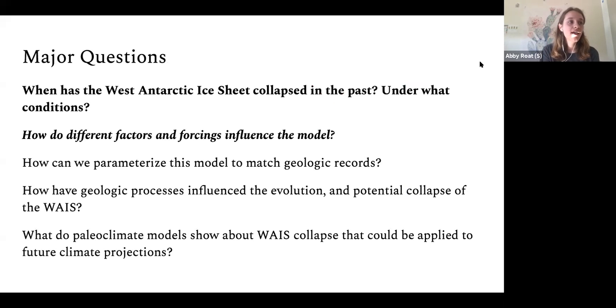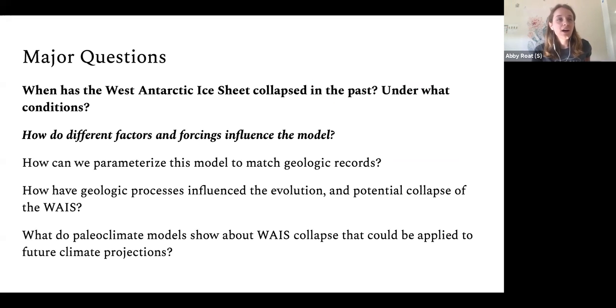So we asked a couple of questions in this class. One of the main questions that we asked is, when has the West Antarctic ice sheet collapsed in the past and under what conditions? So we used the Penn State model to understand how different factors and forcings influence it, and thus understand how different conditions will influence the West Antarctic ice sheet, which is also known as the WAIS.